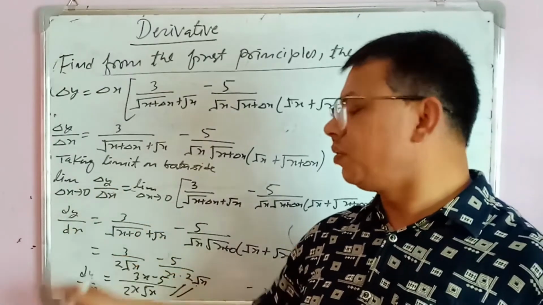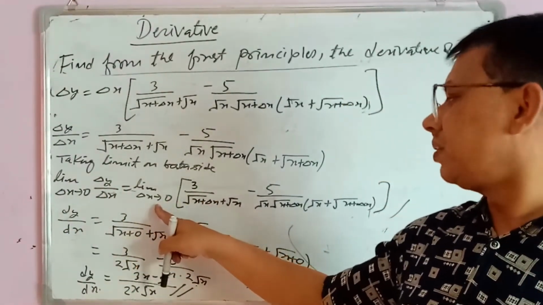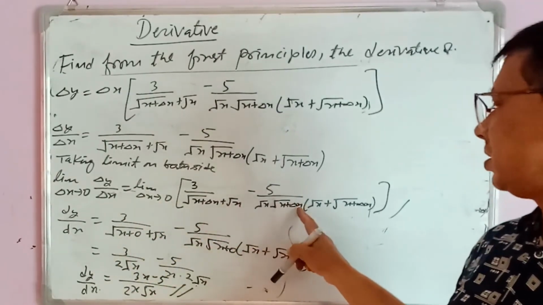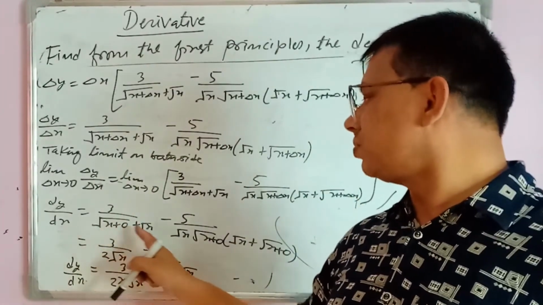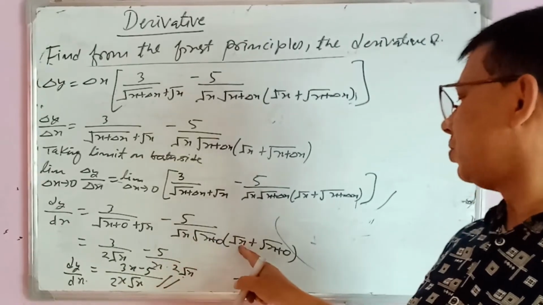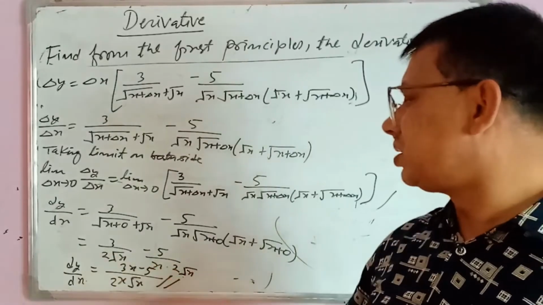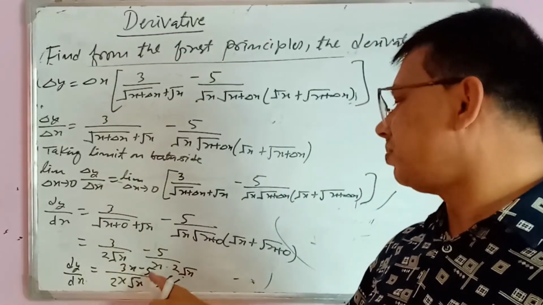Now this means dy by dx. Now in place of delta x we can put 0, so here delta x means 0, this as it is, here also delta x means 0, this also delta x means 0. Now 3 by root x it will be 2 root x, 5 by root x it will be x, root x plus root x it will be 2 root x. Now 2x root x LCM, you have 2 root x there, x times 3 is 3x minus 5.